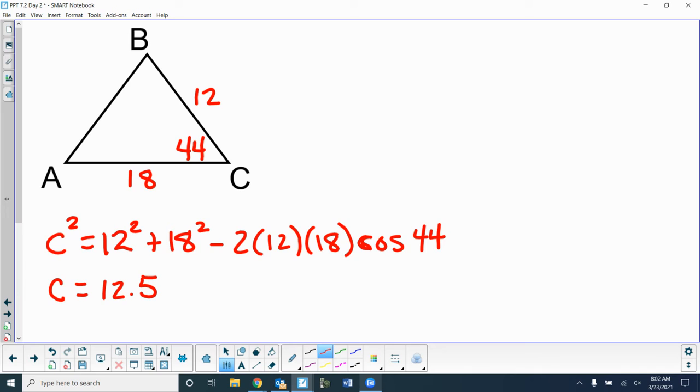So we're going to set up 12.5 over the sine of 44, and then 12 over the sine of A. Okay? You understand why it's 12 and sine of A, right? Opposite side over the sine of the angle. Remember, you're taking the sine of the angle measure. Some of us are still doing the side, okay?